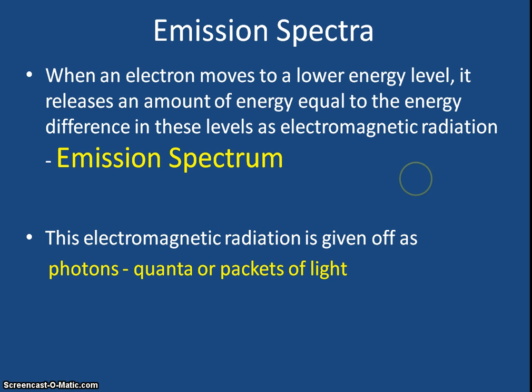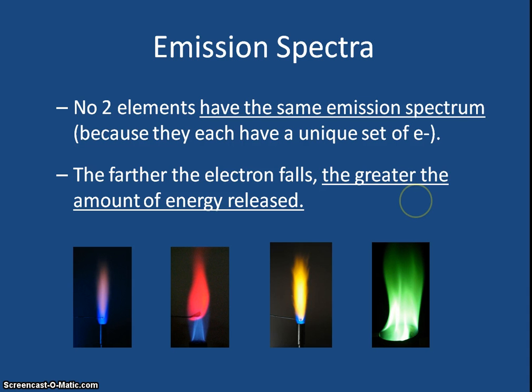And the emission spectrum is given off as radiation. And in the lab that we did, there were photons, which are packets of light. So when you see photons, think light. So this is what we did in the lab, and you should have been able to see the different colored flames. Keep in mind that no two elements have the same set of colors, because they all have different sets of electrons.